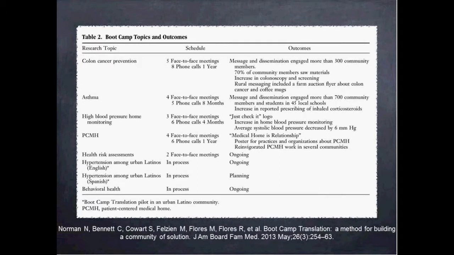Asthma was the second one that they did, an 8-month process, 4 face-to-face meetings, 5 phone calls, and you can see the outcomes on that. High blood pressure home monitoring research, and then some of the things that are in the process of being worked on, health risk assessments, how do you get those into routine use. They've taken the basic hypertension work that was done in the Eastern Province, being translated now to urban Latinos, both in English and Spanish.